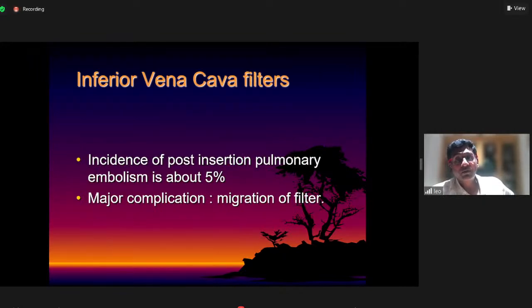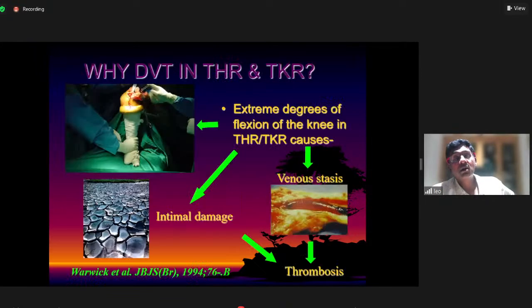Now, inferior vena cava filters do come with their own problems. For instance, even after the insertion of inferior vena cava filters, there can be pulmonary embolism in about 5% of patients. So it doesn't really protect all of them, and it can also migrate, contributing to its own problems.